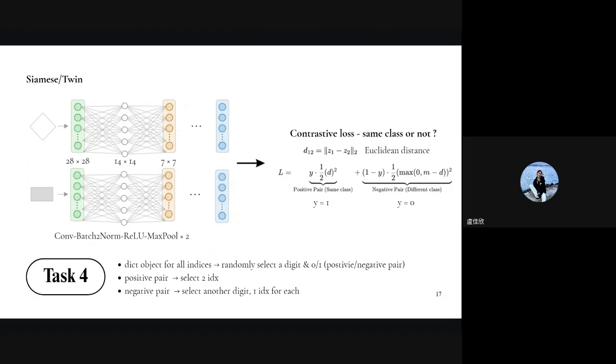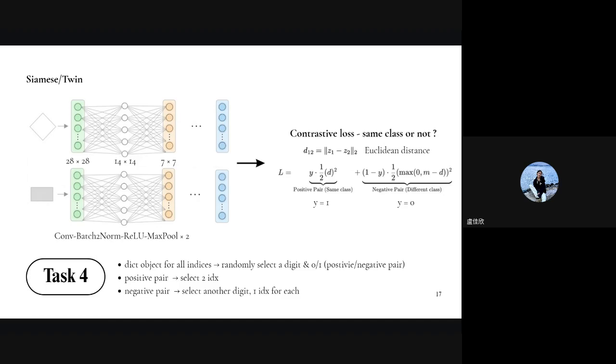Each module is a string of layers: a convolution layer, a batch norm layer, a ReLU, and then a max pool. And so this would turn the 28 by 28 pixel digits, after 2 times of max pooling, into 7 times 7 size embeddings.